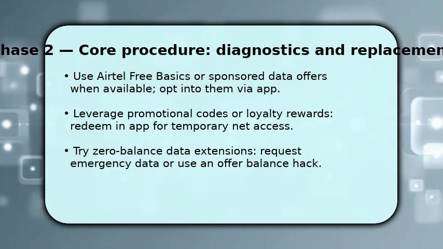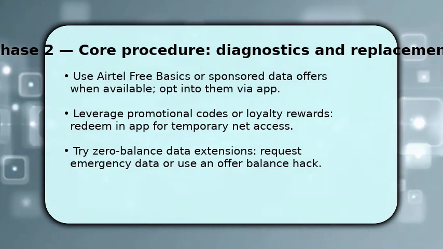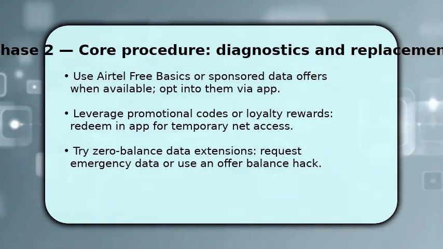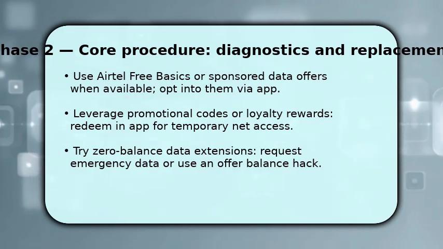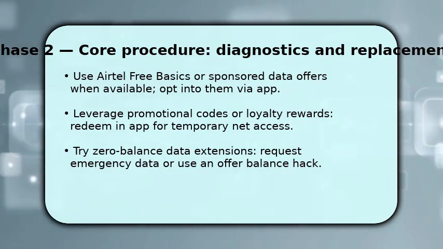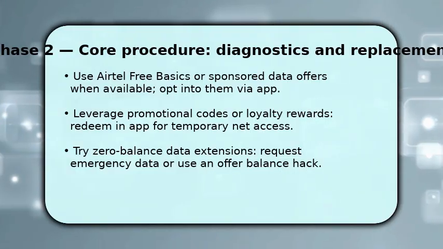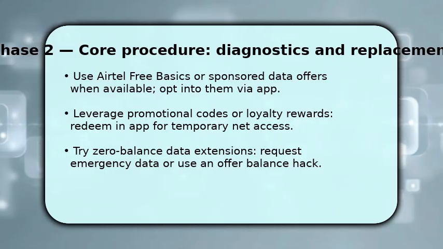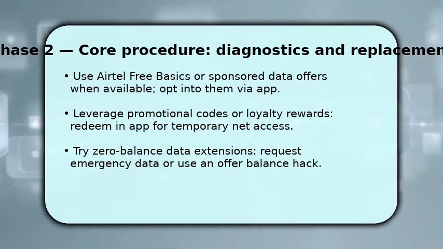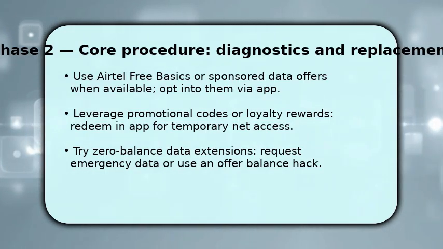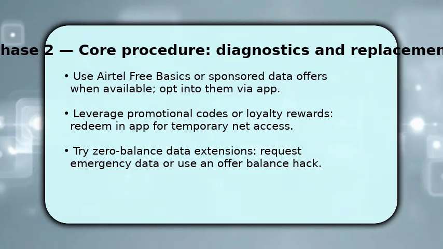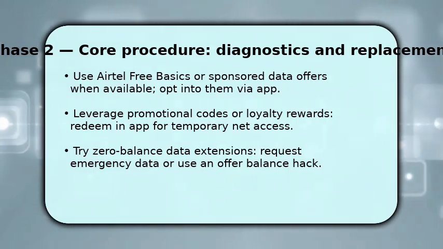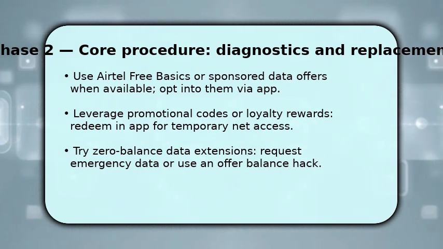You now execute the core methods. Opt into Airtel Free Basics or any sponsored data in the app, because these bypass paid bundles for selected sites. Next, redeem promotional codes or loyalty points for short data credits. This gives you immediate access. Once done, attempt a request for emergency data or temporary extension through the app's help or by USSD prompts. These can enable browsing without recharge. Make sure to try one method at a time so you can identify what works for your account.